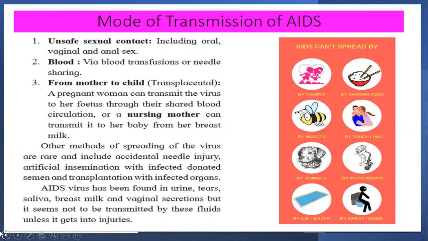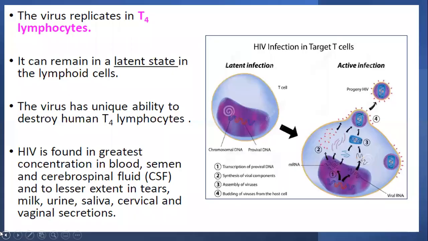Other methods of spreading the virus, क्या हैं? Accidental needle injury, artificial insemination with infected donated semen, and transplantation with infected organs. AIDS virus has been found in urine, tears, saliva, milk, and vaginal secretion, but it seems not to be transmitted by these fluids unless it gets into injuries. ये directly इन fluids में से फैलता नहीं है unless there is injury or infection through needles. So you can get an idea from this.